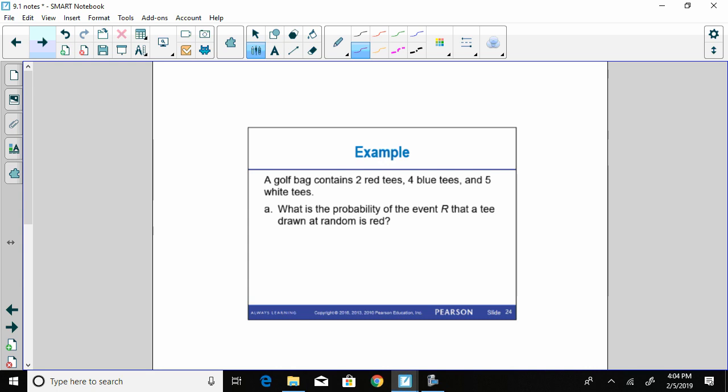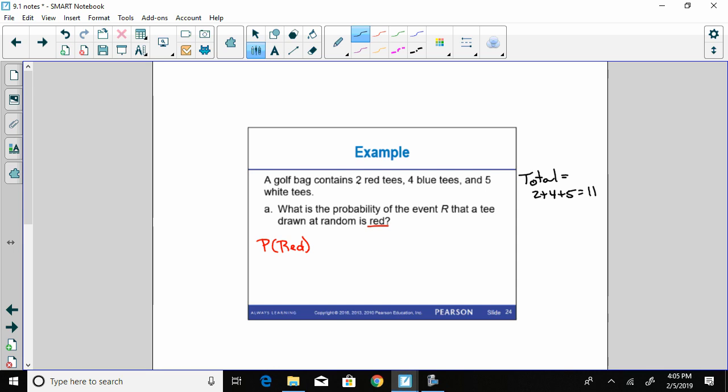So let's take a look at another couple examples here. A golf bag contains 2 red tees, 4 blue tees, and 5 white tees, right? To tee off. What's the probability of the event R that a tee drawn at random is red? So we want the probability of drawing a red. Well, first of all, how many tees are in the entire bag? I need to know the total. My total is 2 plus 4 plus 5, and that's 11. So I have 11 altogether.